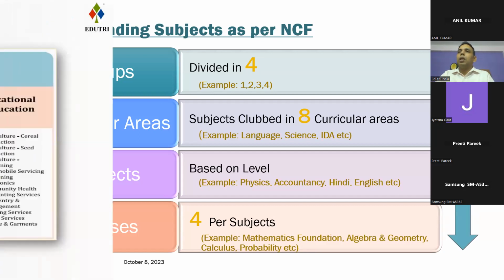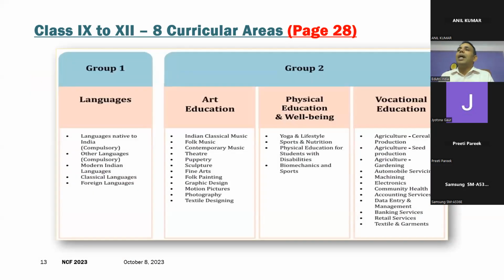Now, see this. I told you that there are 4 groups. Group 1 is related to languages. All the languages, the native languages of India, other languages, modern languages, classical languages, foreign languages, they have categorized like this, all are part of group 1. Group 2, if you see, has 3 curricular areas: art education, physical education, and vocational education. Art education covers Indian classical music, folk dance, theater, sculpture, fine arts and all; physical education covers yoga, lifestyle, sports and all. Vocational education, they are talking about different types of vocation. We will cover that at a later stage.